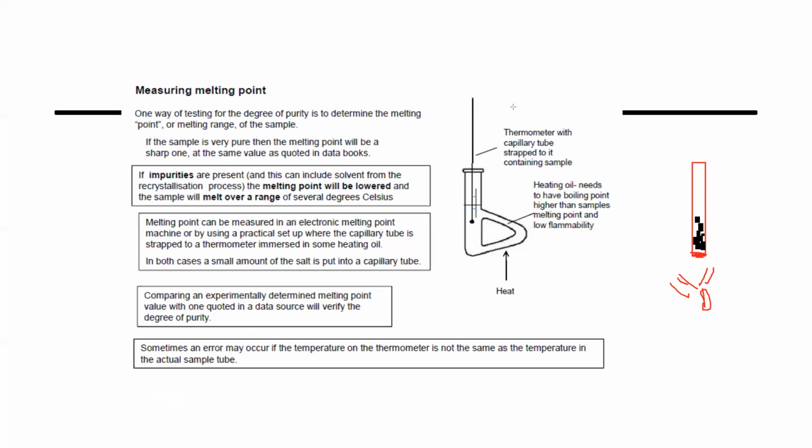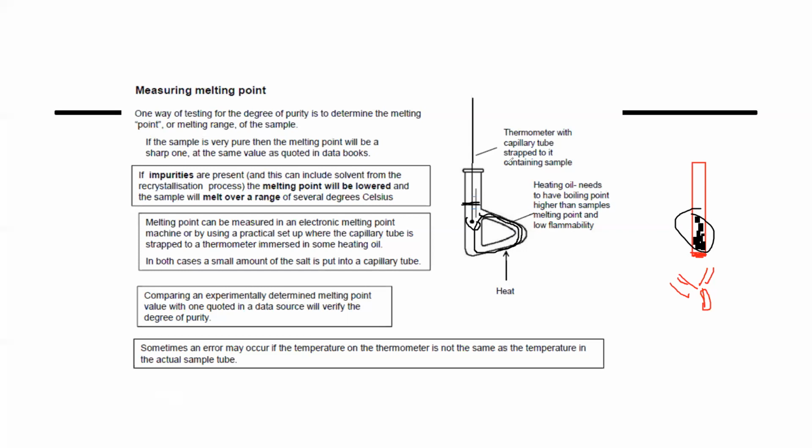And we use a rubber band to attach this capillary to a thermometer. And this is a melting point apparatus. We supply the heat energy, the liquid absorbs energy and transfers energy to the solid. The moment the solid starts to melt, we record the temperature, and that temperature is the melting point of the substance.